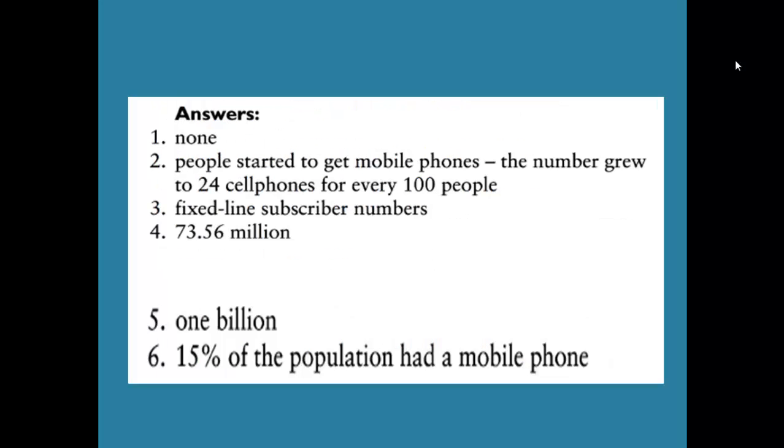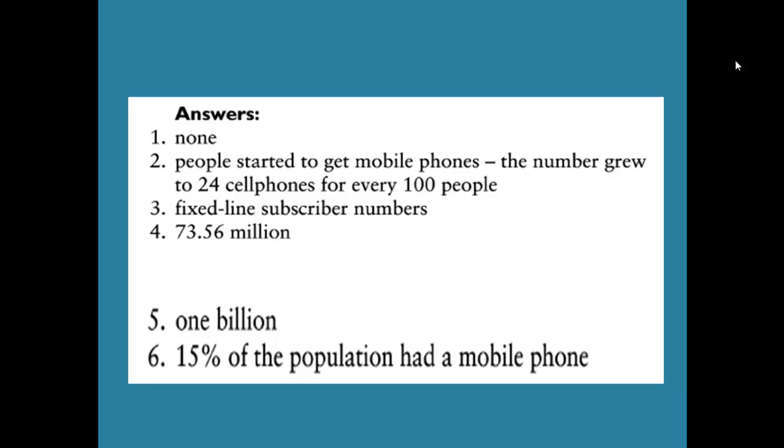Now here are the answers. Number 1. How many people had mobile phones in Morocco in 1995? None. Nobody had a mobile phone in Morocco in 1995. Number 2. What changes happened in Morocco between 1995 and 2003? People started to get mobile phones. The number grew to 24 cell phones for every 100 people. Number 3. What stayed the same? Fixed line subscriber numbers stayed the same.